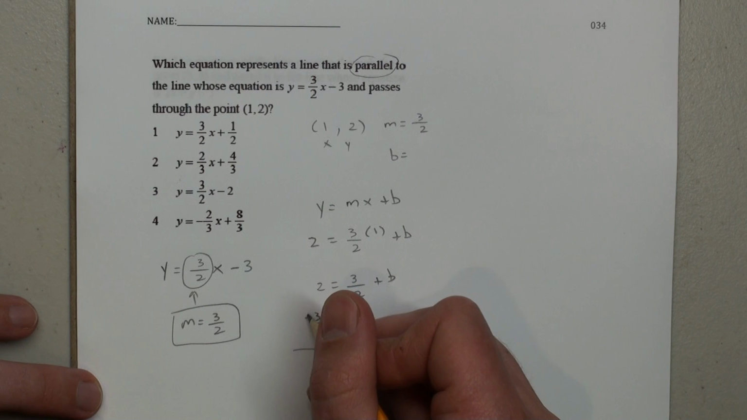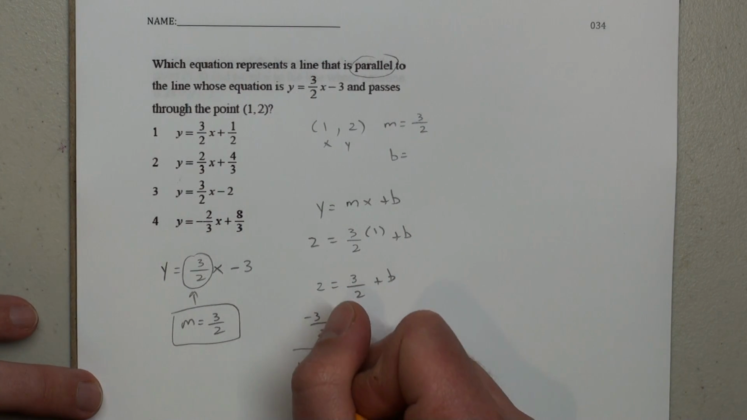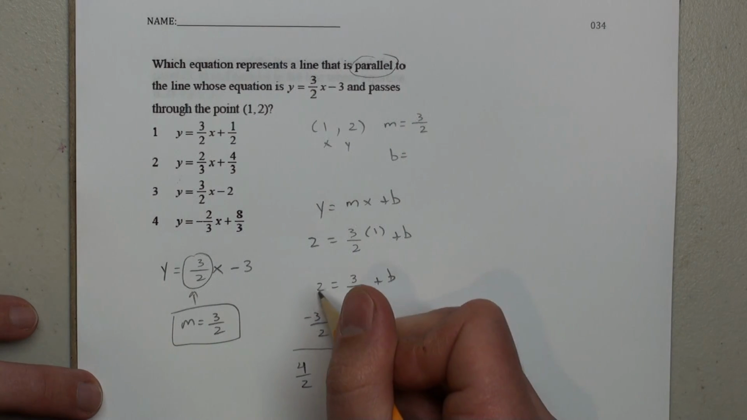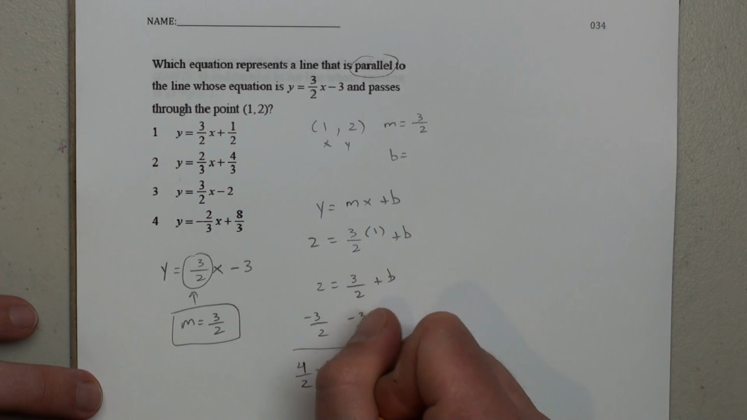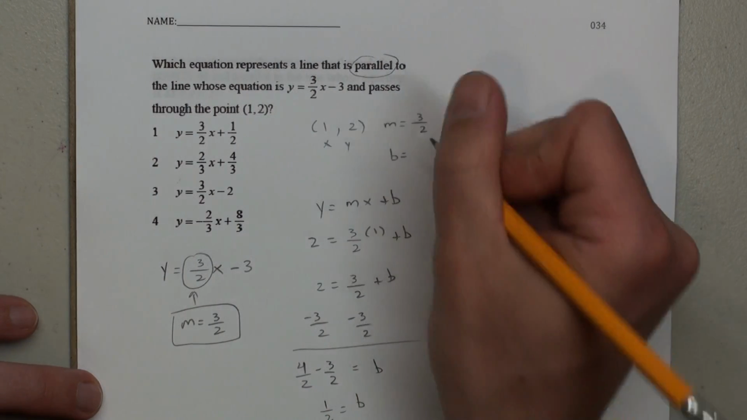I'm subtracting, I'm doing 2 minus 3 halves. I need the 2 to have a 2 as a denominator, so I'll make it 4 over 2, because that's 2. Now I can subtract my 3 halves. So b equals a half.